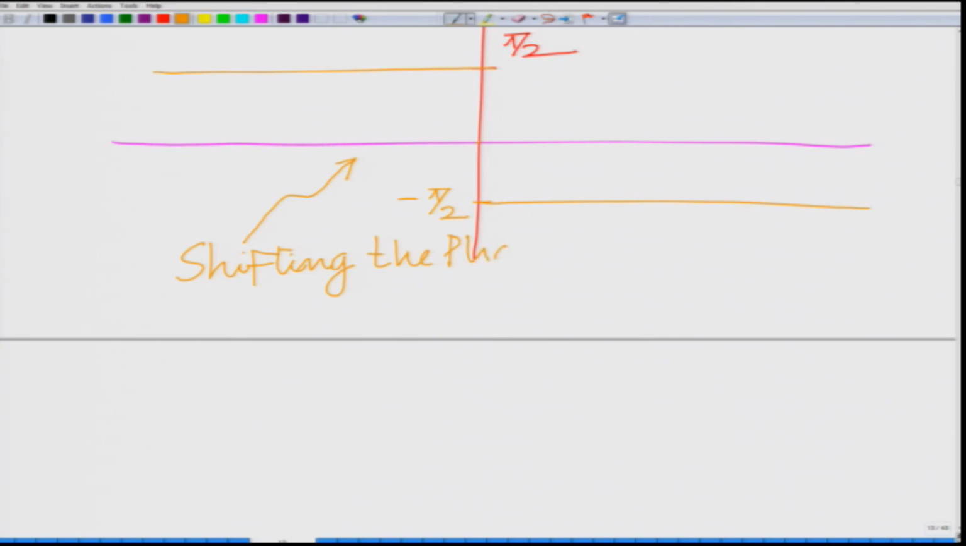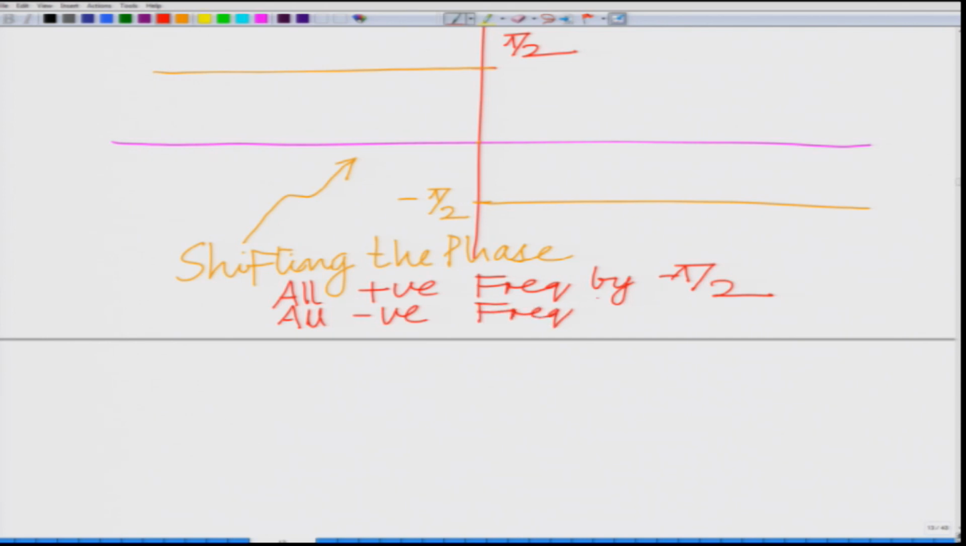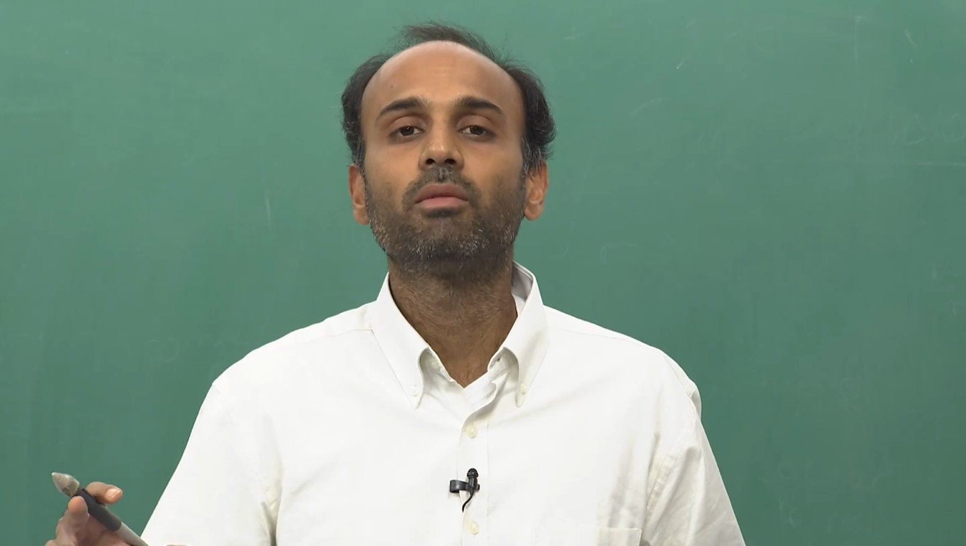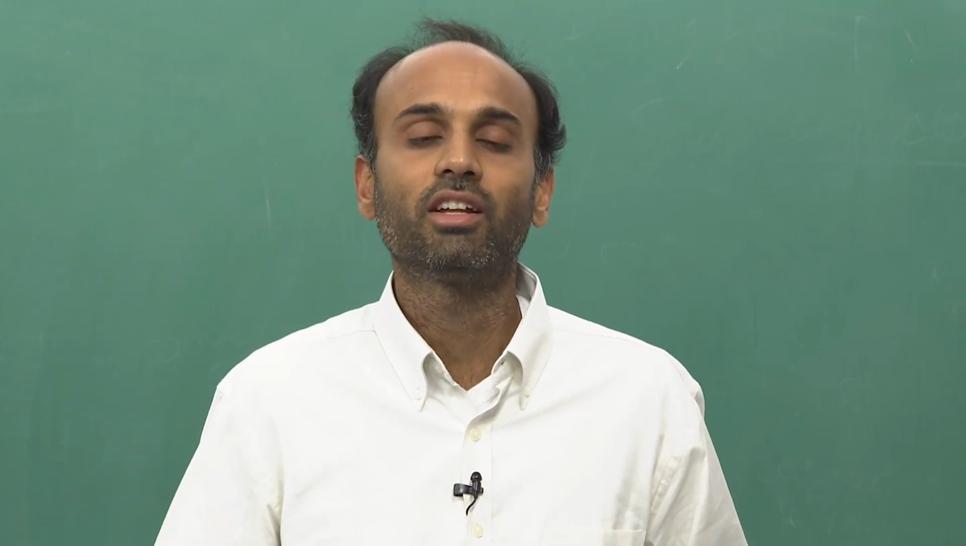the phase, all positive frequencies by minus pi by 2, all negative frequency components by pi by 2. So, this is basically a phase shifter, alright. So, the Hilbert transform has a gain of unity, and the phase shift for all the positive frequencies is minus pi by 2, for all the negative frequencies the phase shift is pi by 2.